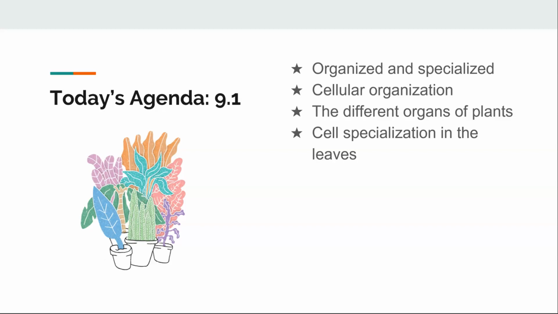Okay, this is 9.1 in your textbook, Chapter 9, Section 1, and we're going to look at multicellular organisms, or organisms that are made of more than one cell. And since these organisms are made of more than one cell, those cells are organized and specialized so that the organism can operate efficiently.